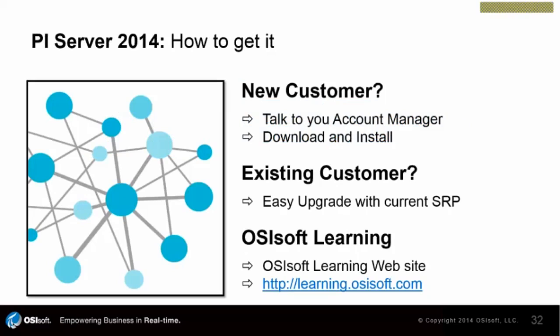So the next question is, okay, PI Server 2014, this is something that you want to use, this is something that you want to evaluate, how do you get it? If you're a new customer, obviously you want to talk to your account manager, and the software itself is a simple download and install. If you're an existing customer, again, simple download and install. It's an easy upgrade. We support upgrades from previous versions as long as you're an existing customer with a current and valid Software Reliance Program, SRP.